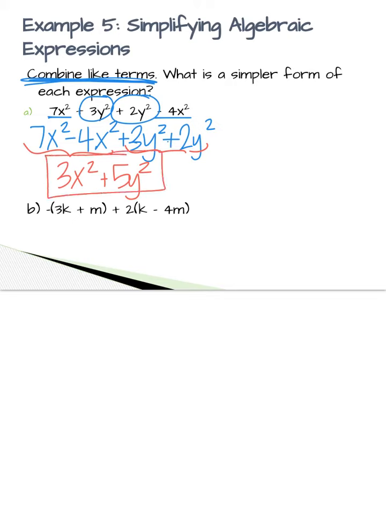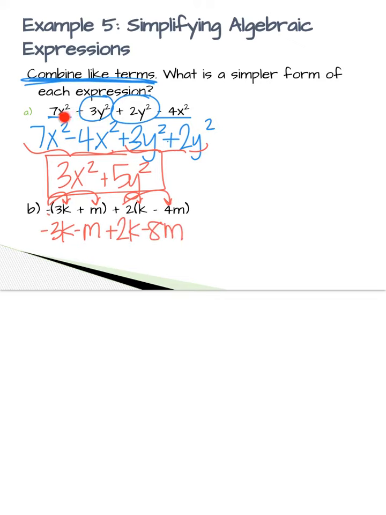Alright, B. First thing I need to do is distribute, because I can't do anything until I get this stuff out of parentheses. So I'm going to distribute the negative across the first one and the 2 across the second one, and I get negative 3k minus m plus 2k minus 8m.